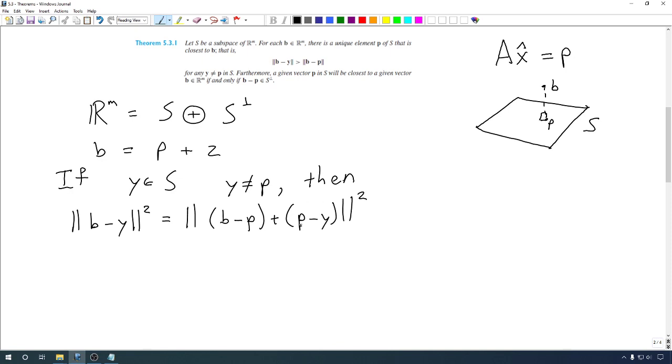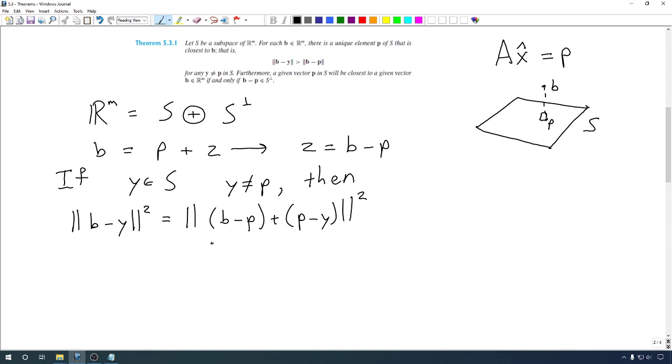Okay, so where does this leave us? Well, remember that P minus Y, that's the difference of two things that are in S. So P minus Y is something in S. B minus P, well, keep in mind, what is B minus P? It's just the vector Z. And Z, we assumed, is in the orthogonal complement. So this is in S, this is in S perp. They're orthogonal to each other.